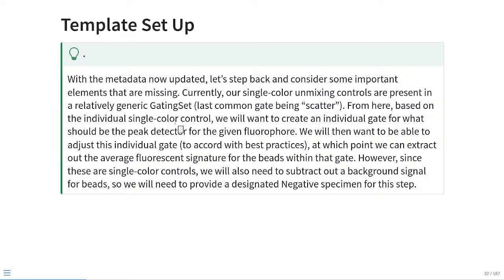So, in addition to designating what's going to be on the x-axis, we would also need to designate what is being used to subtract out the background, especially if there are multiple types of unstains that you're working with.